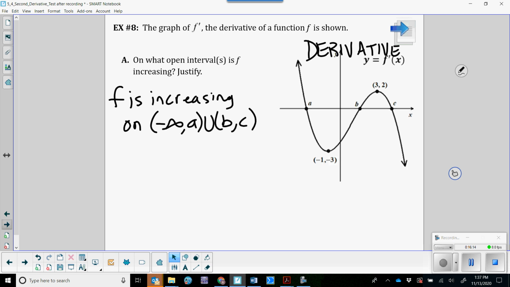So what's my reason? Because, and do not say the graph is above. Don't even say f prime is above. You say because f prime of x is greater than 0. Never, ever say it any other way. Like don't say it is above or it is below or it is positive. That's never going to make sense because I don't know which thing you're talking about. Okay, part B.